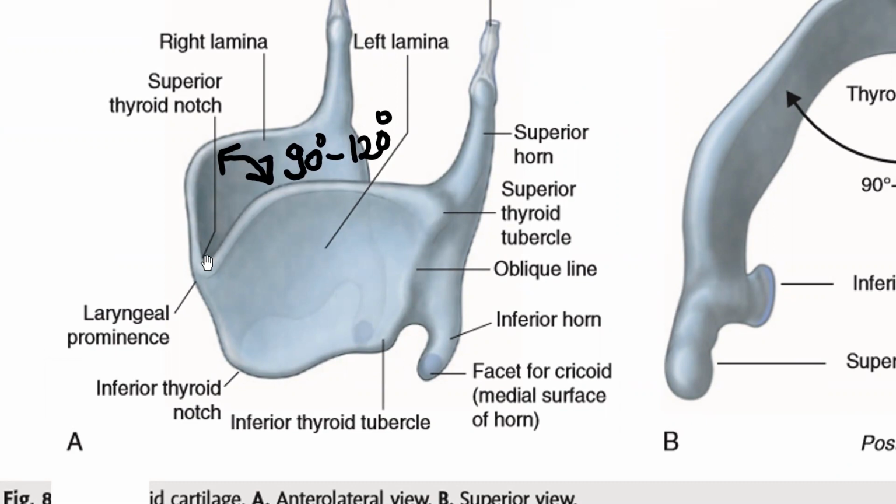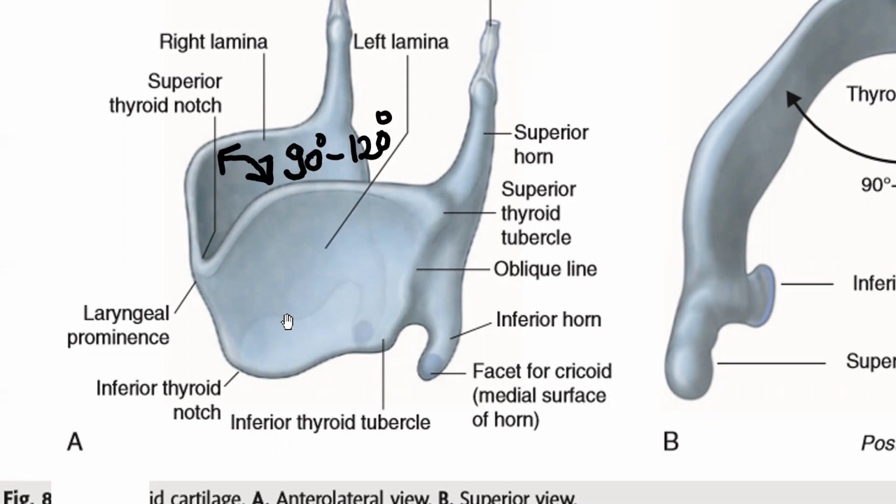And the two laminas are joined along their anterior border to form a laryngeal prominence. While their posterior border is free, and the posterior borders are prolonged upward and downward as the superior horn or superior cornua and inferior horn or inferior cornua.